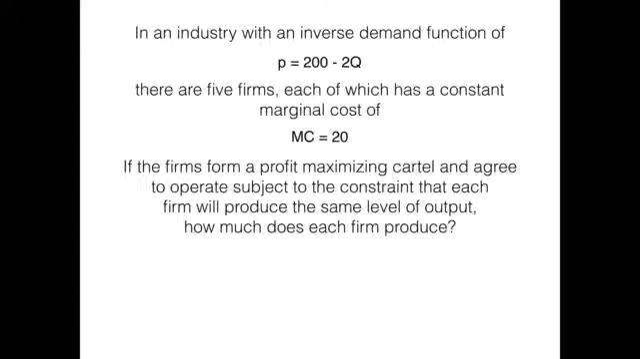In this particular video lecture, we'll be taking a look at cartels and cartel behavior. So you might see a problem that looks very similar to this. In an industry with an inverse demand function of P equals 200 minus 2Q, there are 5 firms, each of which has a constant marginal cost equal to 20. If the firms form a profit maximizing cartel, and agree to operate subject to the constraint that each firm will produce the same level of output, how much does each firm produce?